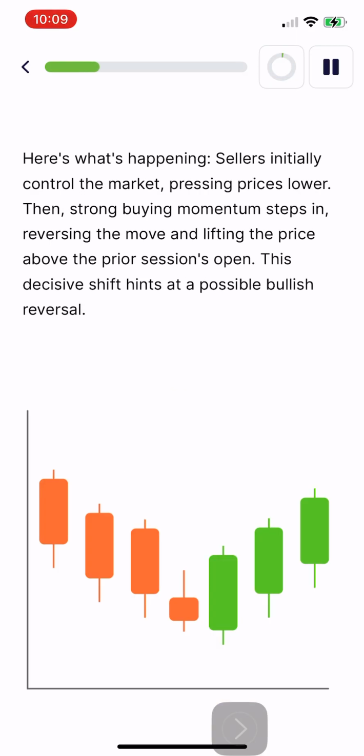Here's what's happening. Sellers initially control the market, pressing prices lower. Then, strong buying momentum steps in, reversing the move and lifting the price above the prior session's open. This decisive shift hints at a possible bullish reversal.